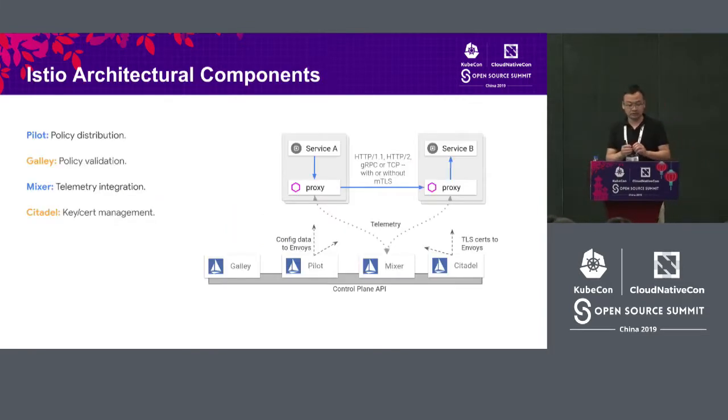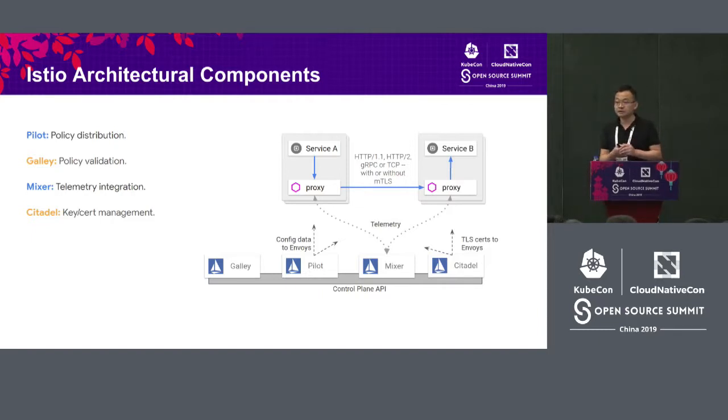Let's take a look at an overview of Istio architecture. On the data plane, Istio auto-injects Envoy proxy to every single service instance. And this Envoy will intercept both incoming and outgoing traffic. Combined with Istio control plane, Istio provides magic to secure, connect, and manage your traffic.